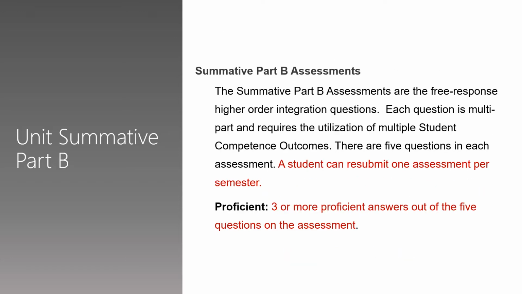Now the Part B is the more challenging of the summatives. This is the word problem section. And as I showed you in class today, each of them are 5 questions. And to be deemed proficient, right? To be deemed proficient, because this is a pass-fail type thing, you got to get 3 of the 5 questions correct, right? 3 of the 5.